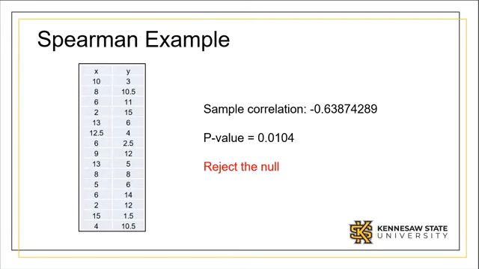Suppose we are given the following paired rank data. Assume alpha is 0.05. We can use technology to find Spearman's rho to be negative 0.63874,289. The p-value is found to be 0.0104. Since the p-value is smaller than alpha, we reject the null. There is a significant correlation between these two ranked variables.